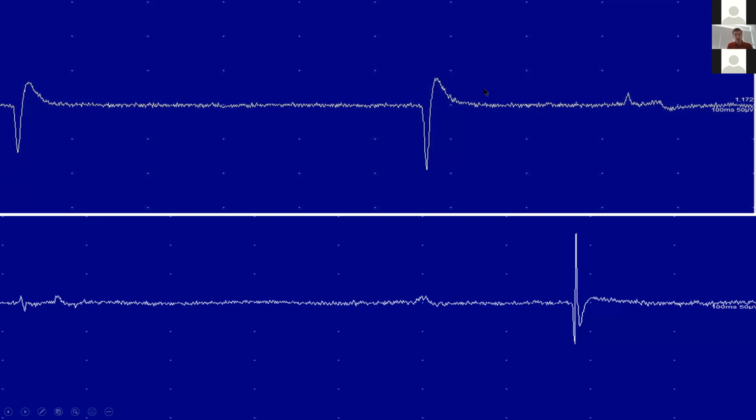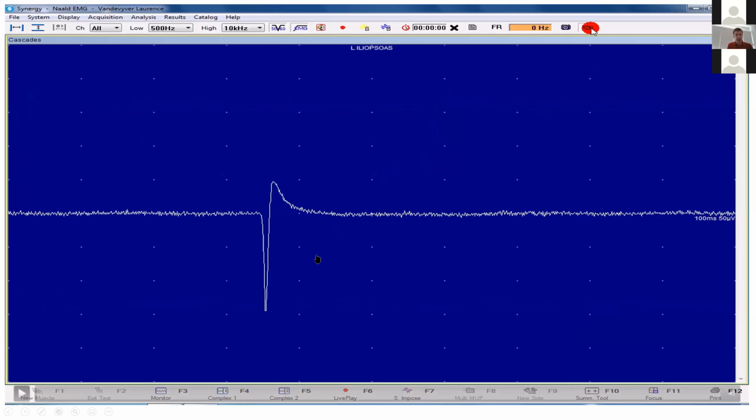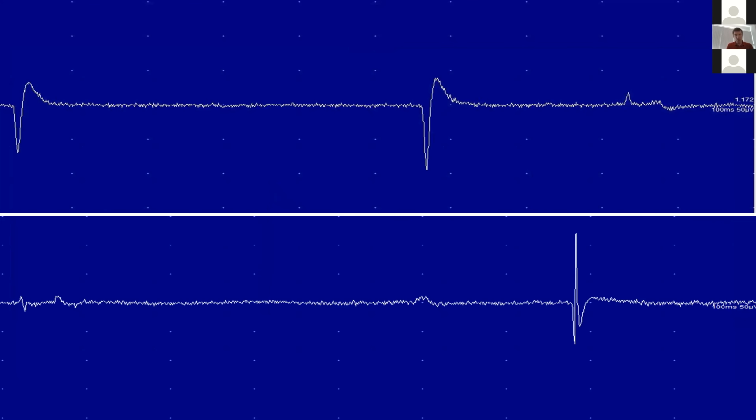So this discharge has an amplitude of 1, 2, 3, 4 divisions of 50 microvolts, so it's 200 microvolts, and a duration of less than 10 milliseconds, about 5 milliseconds. This is a positive sharp wave. In the bottom, we see a different form with a clear negative deflection. This is a fibrillation potential.